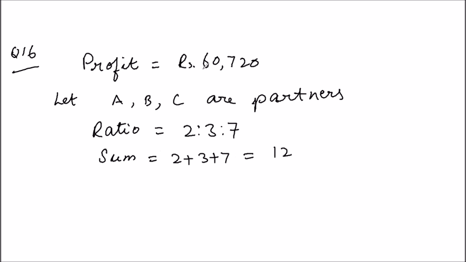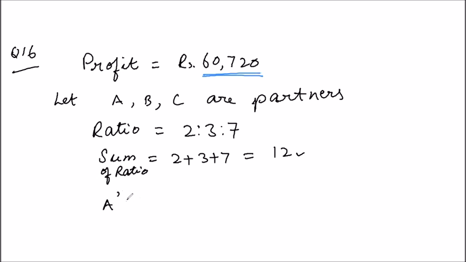The question is that 60,720 is the profit and A, B, C are three partners. This amount is to be divided between all these three partners. How we can do this? First of all, find sum of ratios. Sum of ratio is 12.